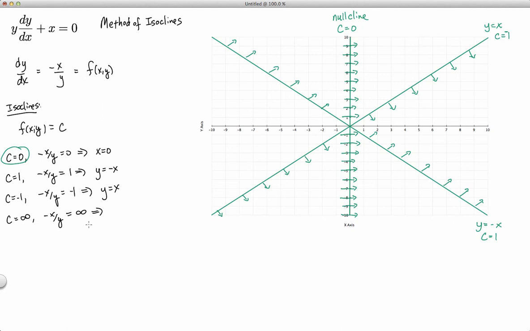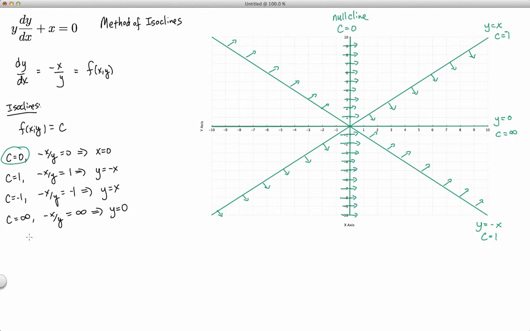X could be infinity, but that's kind of weird. We don't want to go all the way out to plus or minus infinity along the x-axis. Or what you notice is that that's possible if y is equal to 0, which is the horizontal axis. So anywhere along the curve y equal to 0, anywhere along that horizontal axis, things have infinite slope.